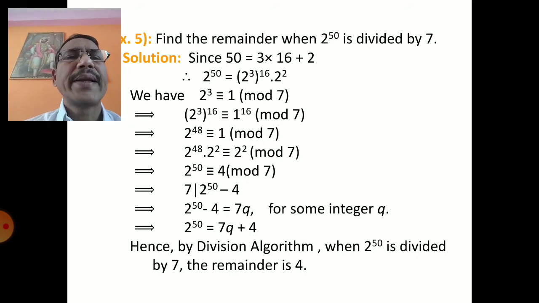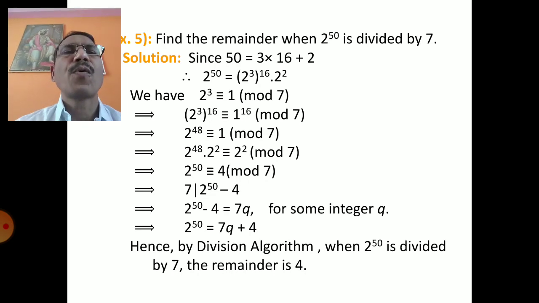Now apply the division algorithm. Here 2 raised to 50 is equal to 7q plus r, that means r is the remainder, and r is 4 here. Hence by the division algorithm, when we divide 2 raised to 50 by 7, the remainder is 4.